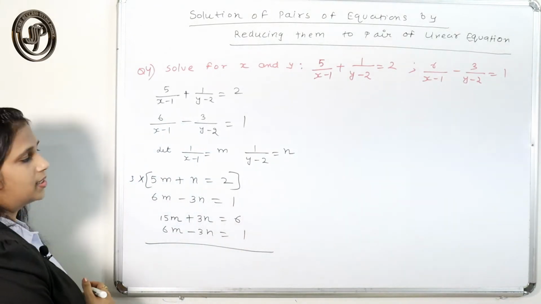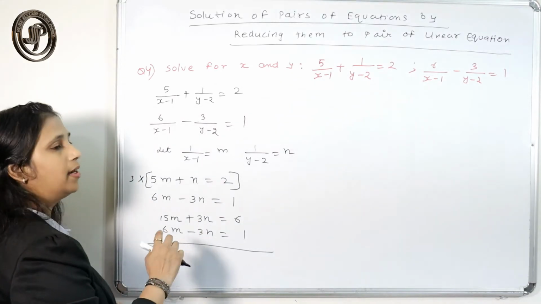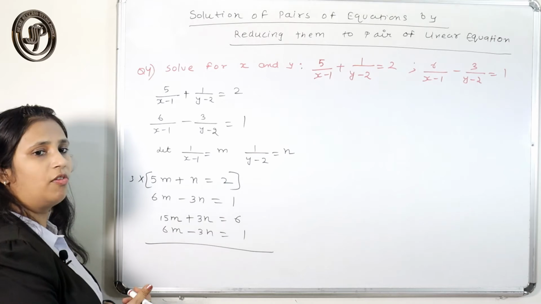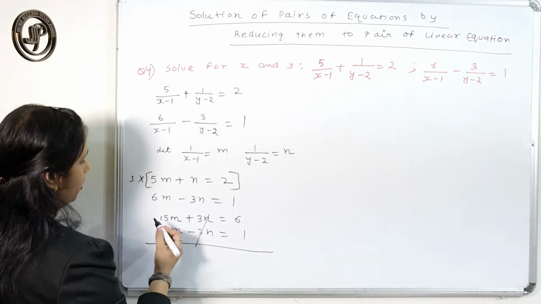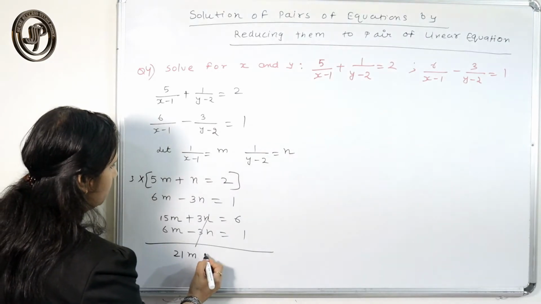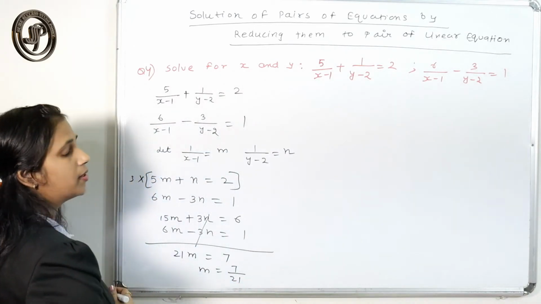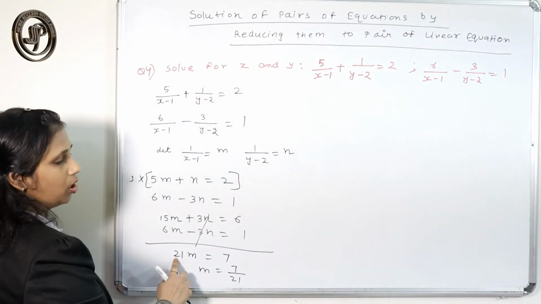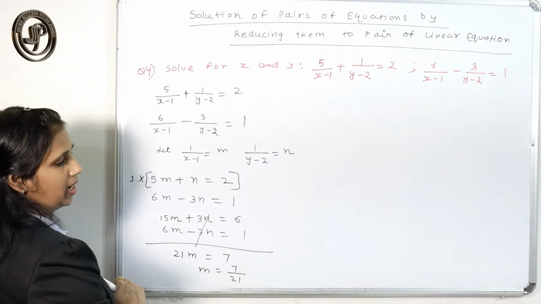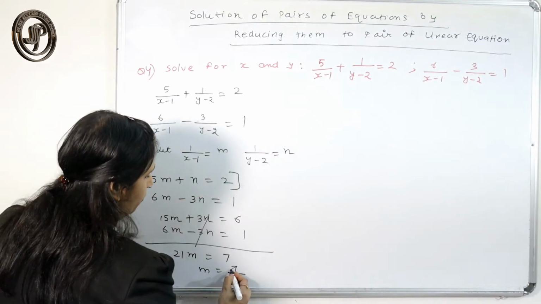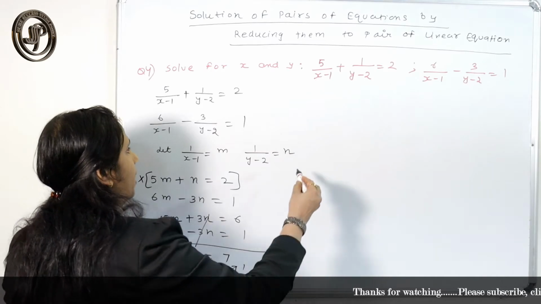Now no need to change the sign, because I am going to eliminate n and the signs of n are already of opposite nature. So they will directly cancel out when we add them. So here it is 21m equal to 7. Now m will be 7 by 21, not 21 by 7, because the coefficient of the variable always comes in the denominator. So this is 1 by 3. m is 1 by 3.